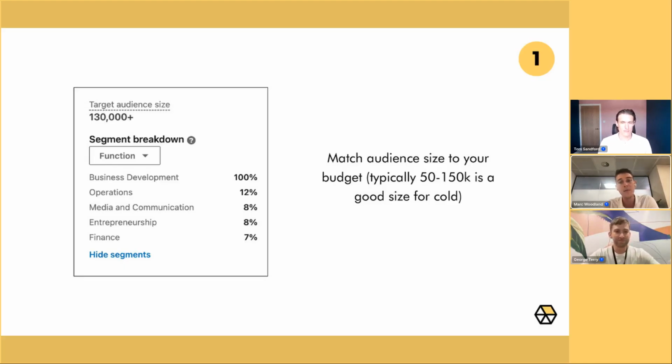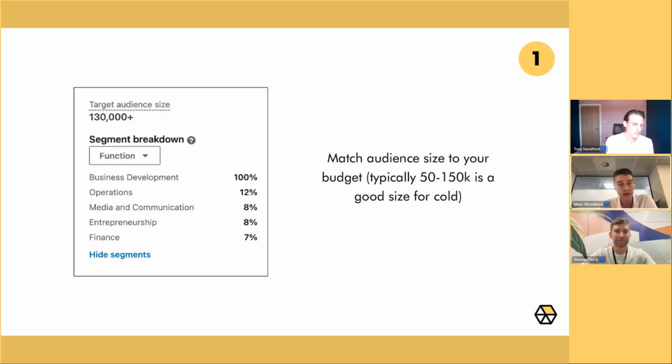So number 1 is to match your audience size to your budget. What we tend to see when we look into people's ads campaigns is that the audience can either be massively too big, so in the millions. And the problem with that is the frequency that people see your ads is going to be so low that they're not going to see it enough times to recall your brand and take any action. I'll talk more about frequency a bit later on.